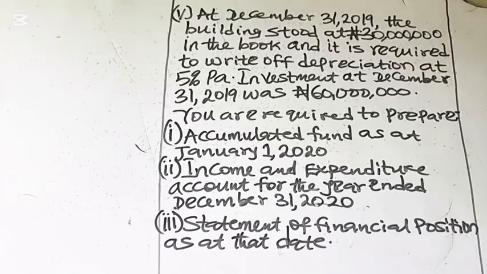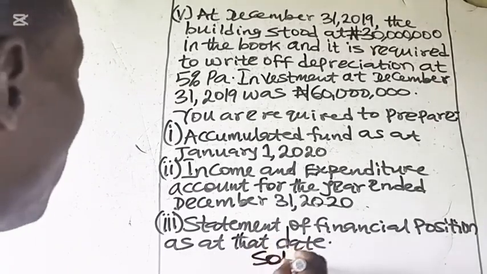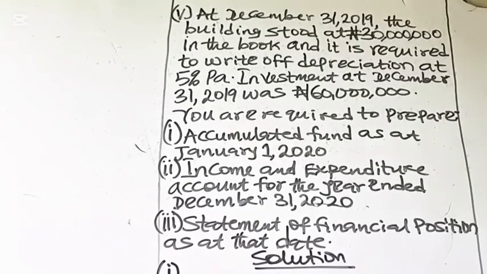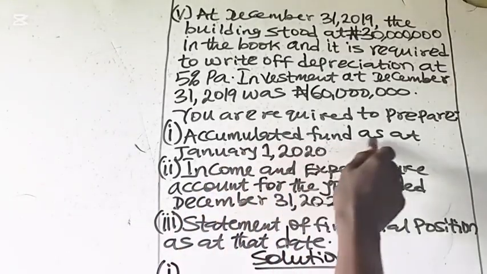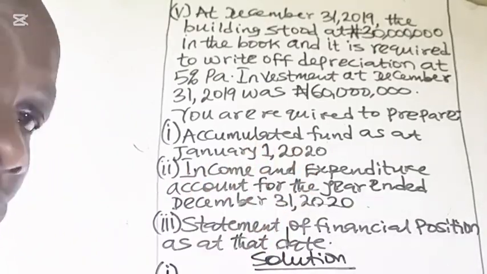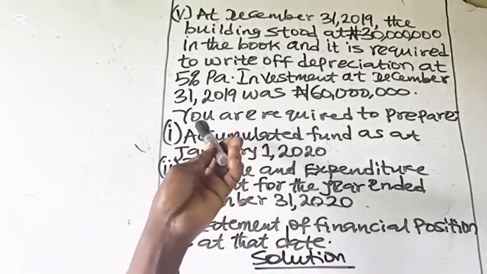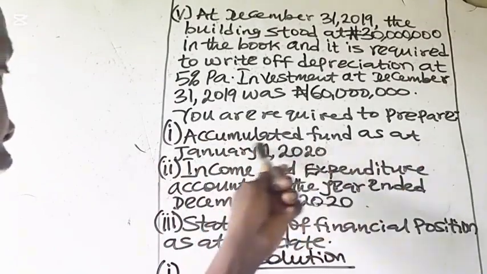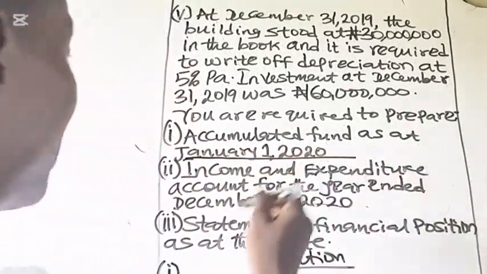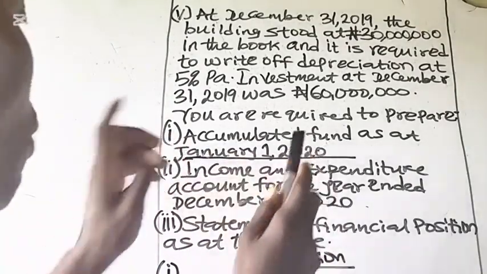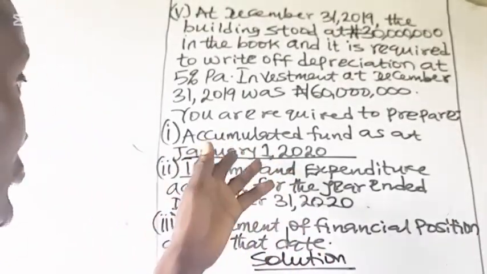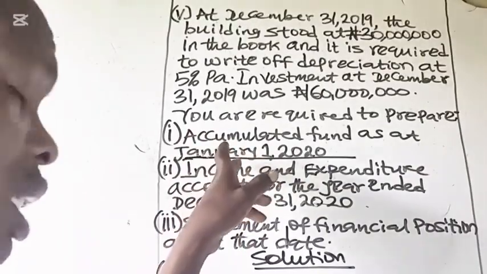Now, let's have the solution to the question. The starting point is the Roman figure 1. You have to prepare the accumulated funds as at January 1st, 2020. It means you are going to prepare statement of affairs. If you don't want to call it statement of affairs, you may say statement showing the accumulated funds as at January 1st, 2020. So since you are preparing statement showing the accumulated funds as at January, that means all information that will be used must be information contained in the opening entries. It is only the opening entries that should be used. We don't use the closing entries here.